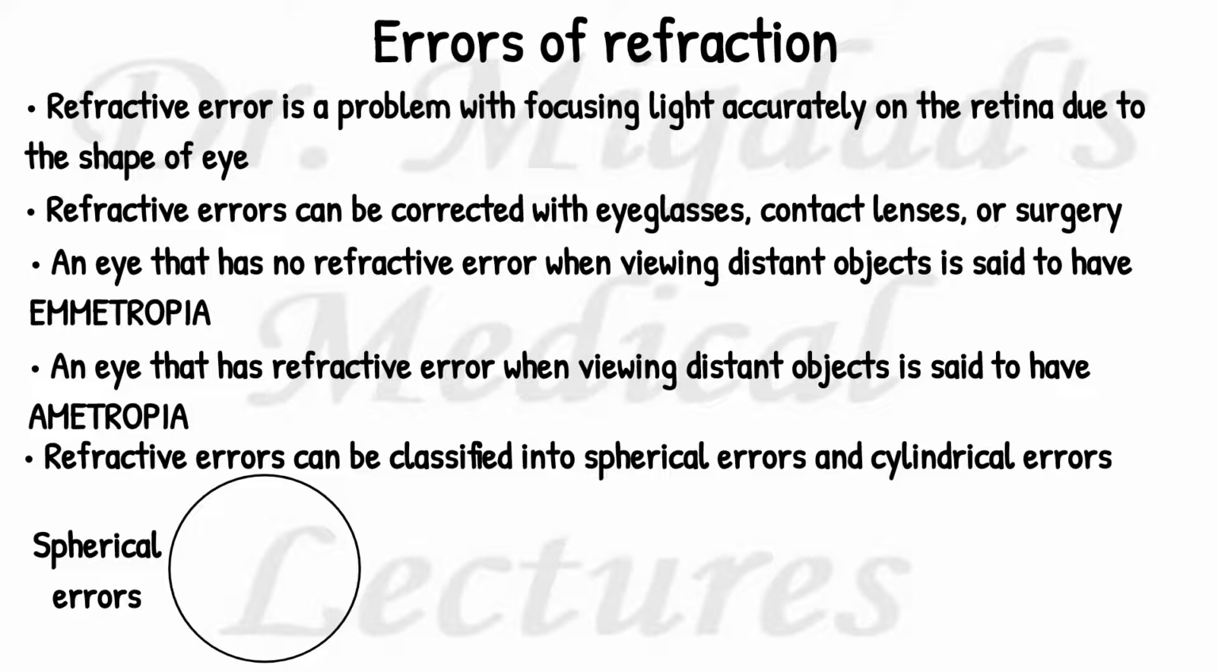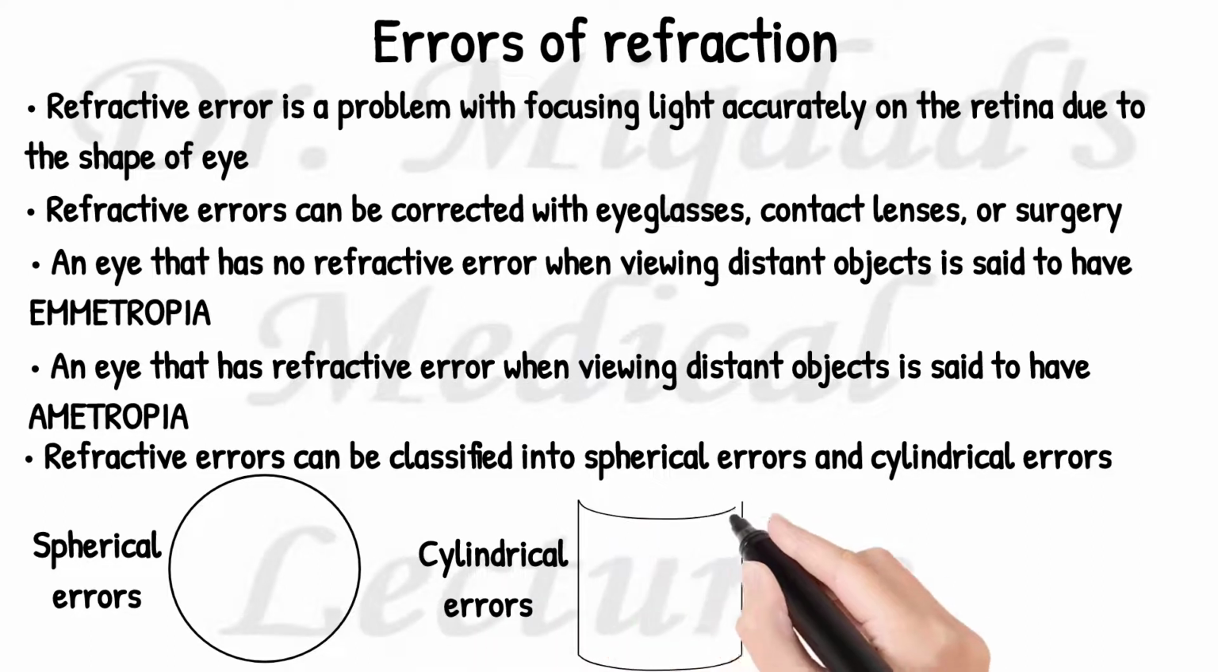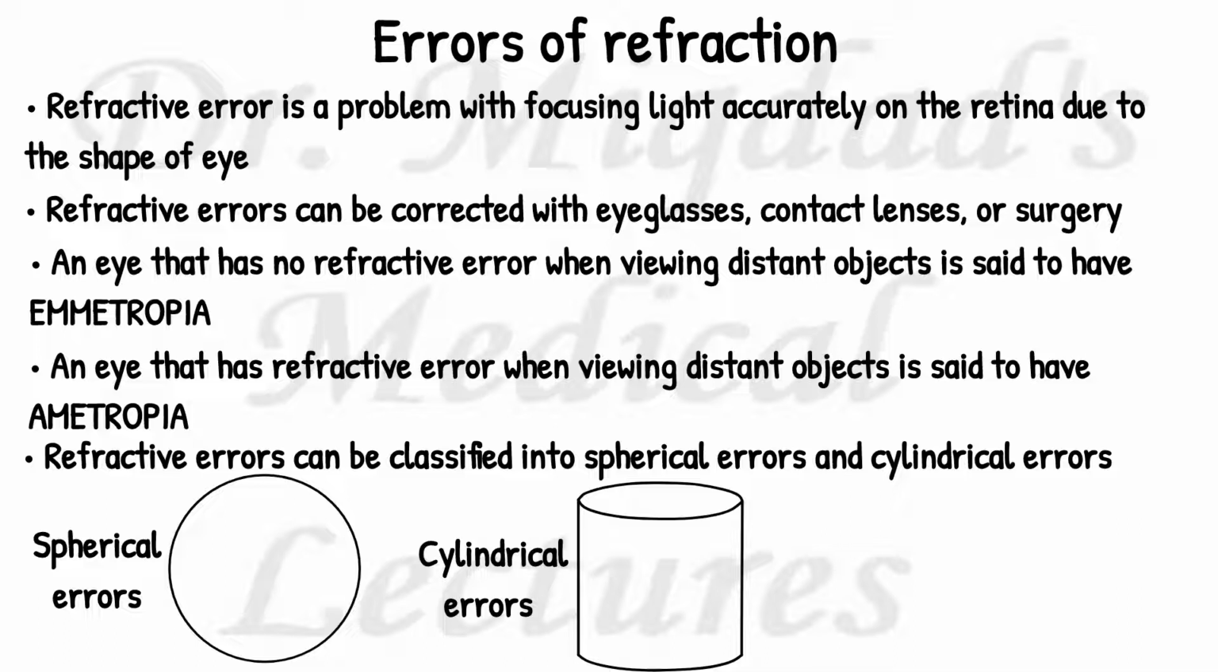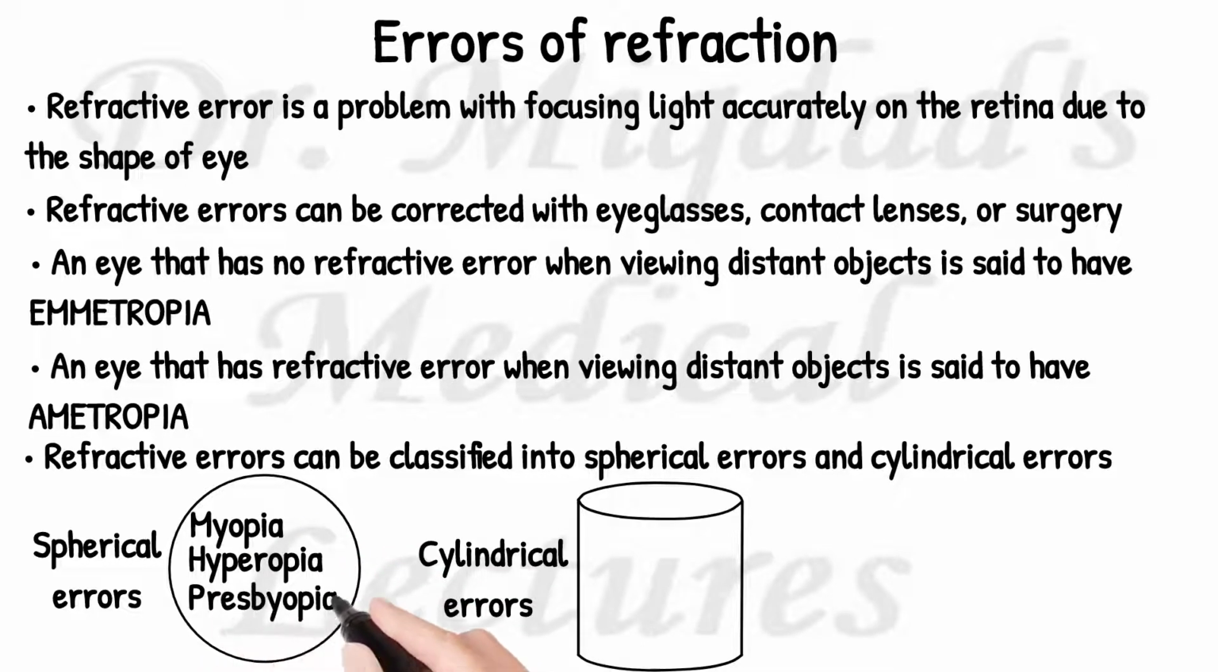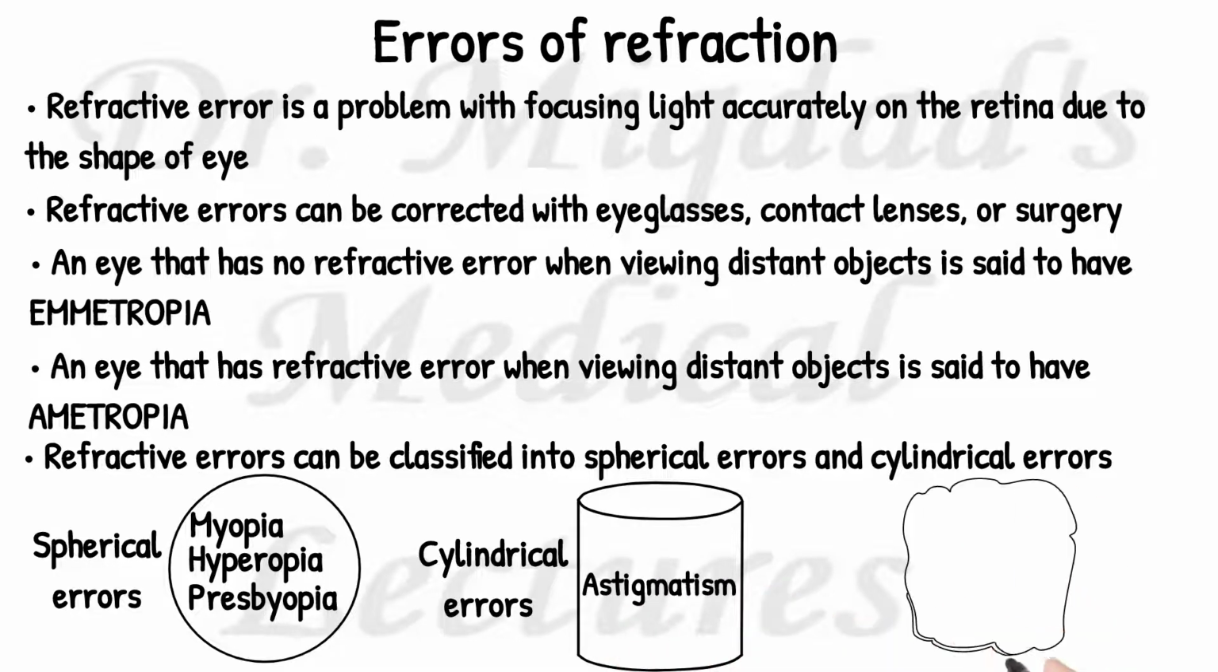Whereas cylindrical errors occur when the optical power of the eye is too powerful or too weak across one meridian, such as if the corneal curvature tends towards a cylindrical shape. Spherical errors include myopia, hyperopia, and presbyopia, whereas cylindrical errors include astigmatism. Apart from these, there are some other conditions like anisometropia, amblyopia, and aniseikonia.